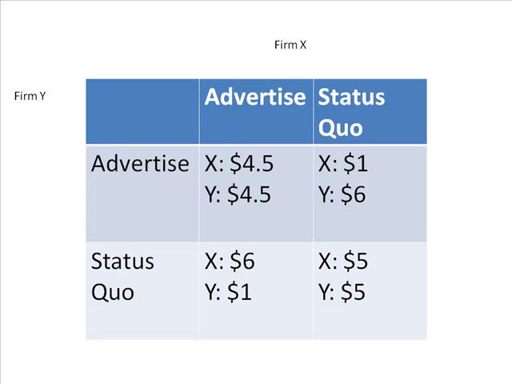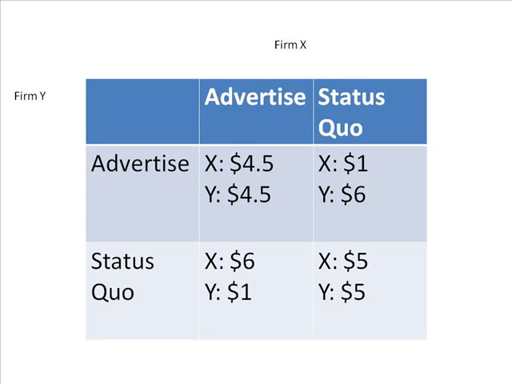Point to firm X. Okay, I have my pen pointed to firm X. Now point to the blue box where it says advertise for firm X. So firm X is either going to get 4.5 or $6 million. Go to status quo, 1 or 5. What's the more desirable combination? Obviously for them to advertise. So you know that they're going to be located in that position.